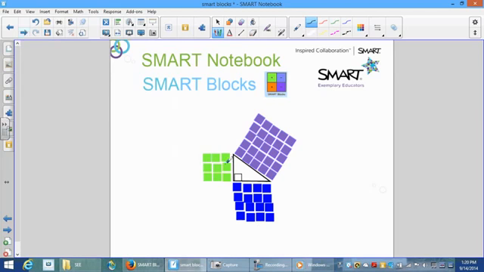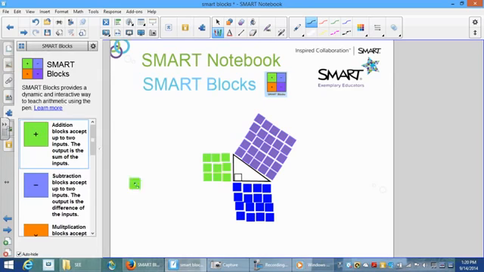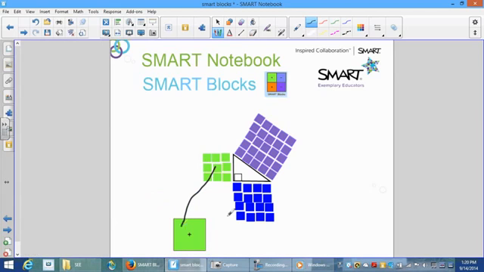I could see this perhaps used when you're discovering the Pythagorean theorem. We've all seen this diagram. You can pull over the addition block, and I've grouped 9 squares together, and I've grouped 16 squares together, and I get the answer of 25 squares.